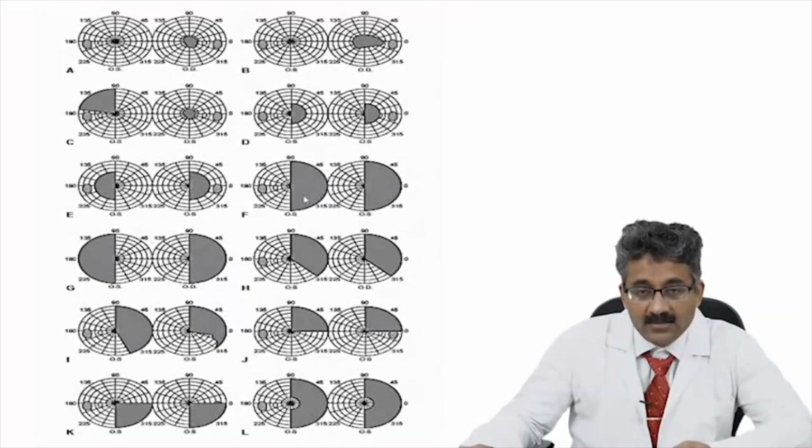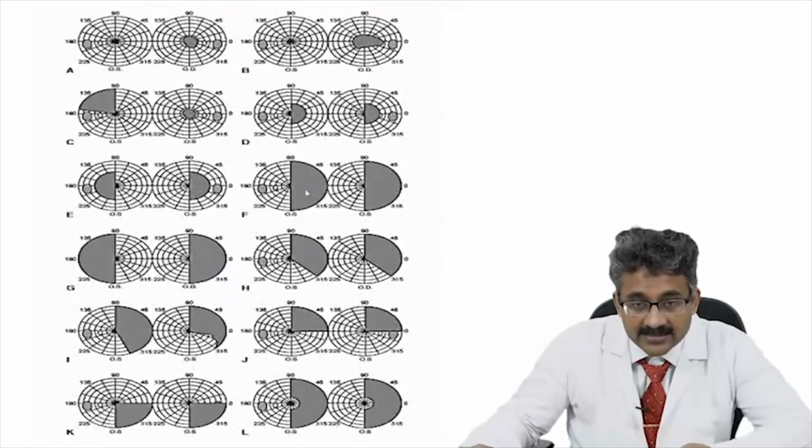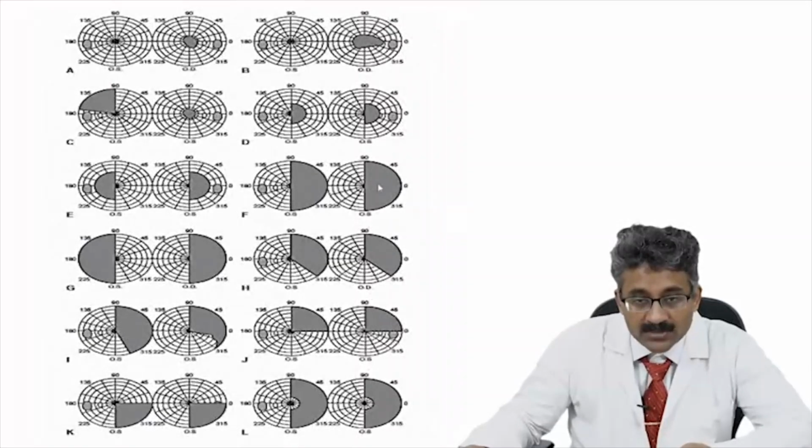And see this F, the diagram F. Diagram F is right-sided homonymous hemianopia. Why right-sided homonymous hemianopia? Because right side of the right eye, right side of the left eye. That is the same side of both eyes. Right side homonymous hemianopia you get if the left optic tract is damaged. Homonymous hemianopia is a feature of optic tract problem.